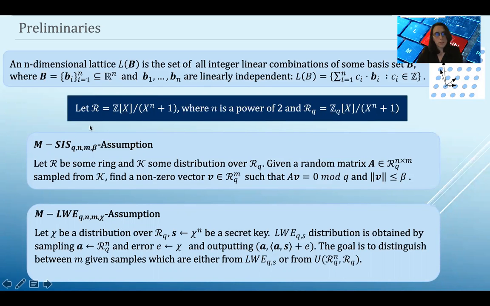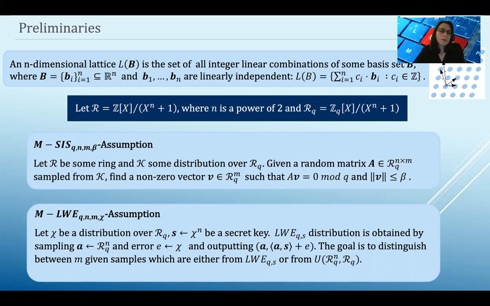Then our constructions are constructed over a polynomial ring R, which is defined as the set of all polynomials reduced modulo x to the n plus 1, where n is a power of 2, and the corresponding modulo Q ring, R_Q, is defined as the set of all polynomials reduced modulo x to the n plus 1, where the coefficients are all reduced modulo Q. The security of our constructions relies on the hardness of the Module-SIS and Module-LWE assumptions. Therefore, I will briefly recall them as well.